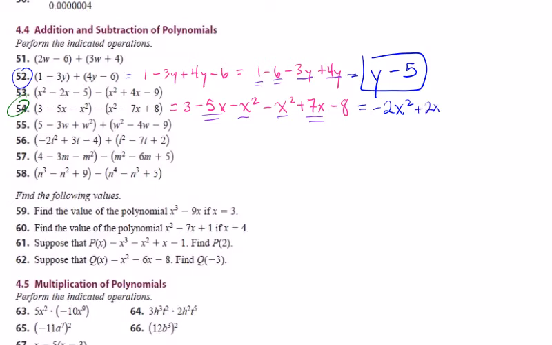And then 3 minus 8 is going to be negative 5. All right. So notice that when we add and subtract, the variables don't change, right?